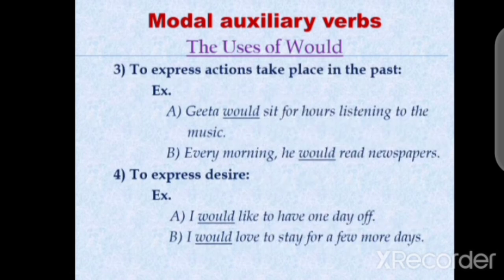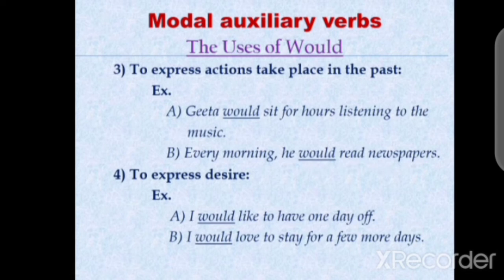Would is used to express actions that took place in the past. For example, Geeta would sit for hours listening to music. So in this sentence, past habit is expressed. Next example, every morning he would read the newspaper. So in this sentence, past habit of reading.